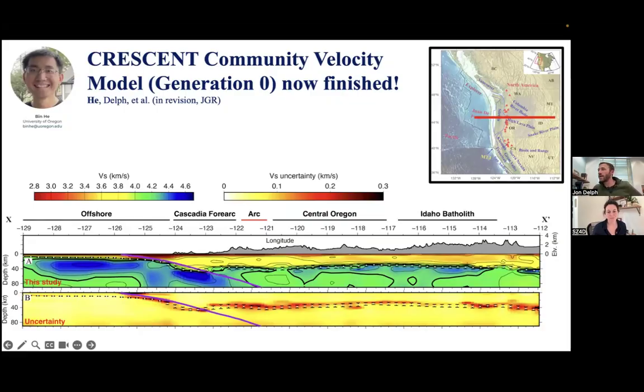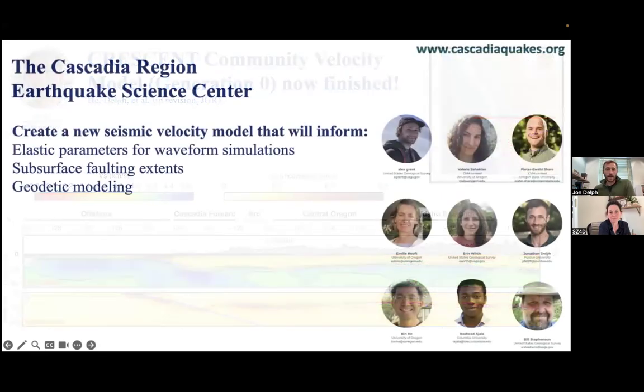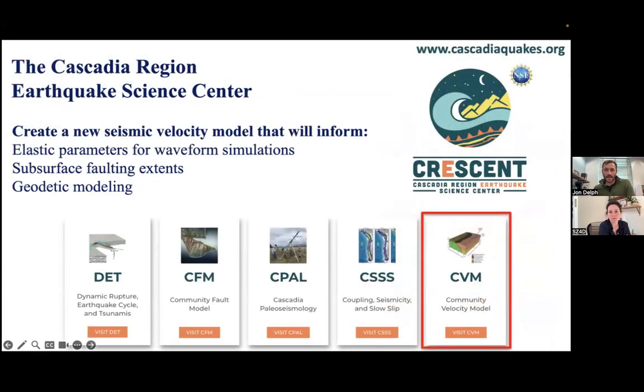Sure, yeah. Brianna asks, at some point, would velocity models be available that could be used to improve earthquake locations based on direct phase arrivals? So this is something that particularly the C3S group is working on, coupling seismicity and slow slip. They're trying to incorporate these 3D models into earthquake location algorithms. I'm really curious to see how that works.